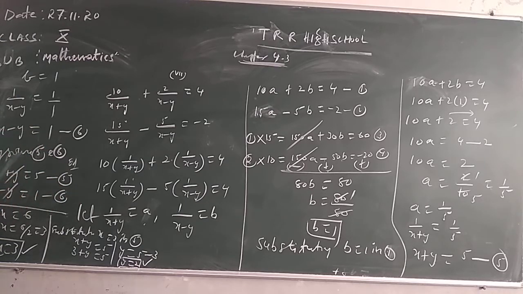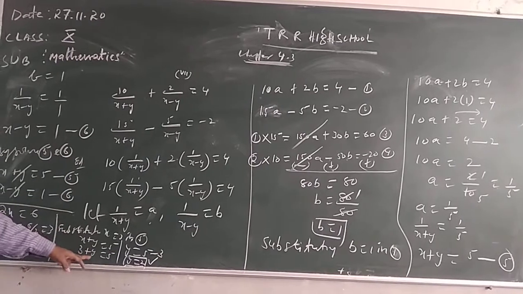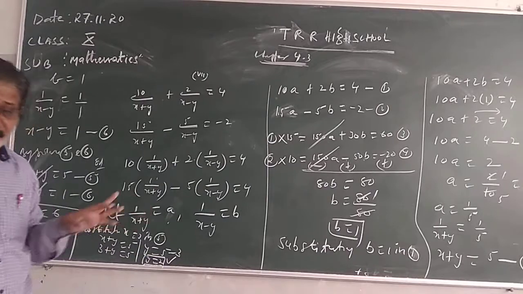Plus y and minus y get cancelled. x plus x, 2x is equal to 6. 5 plus 1, 6. x is equal to 6 by 2, 3. The x value is got, now the y value. This x is equal to 3, substitute in either the fifth or sixth equation. So like that we get the y value. This is the way of solving the problems.